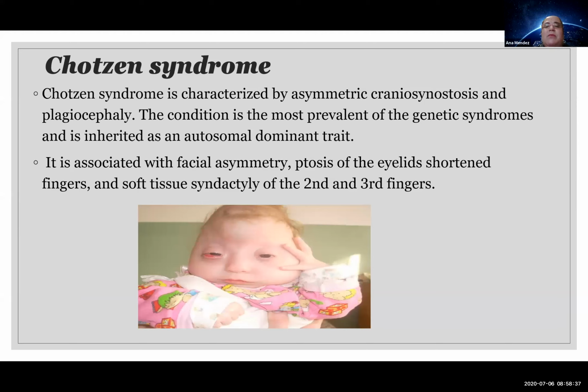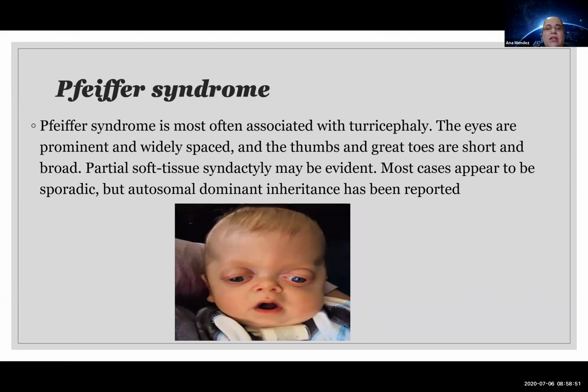This is Chotzen syndrome. It is characterized by asymmetric craniosynostosis and plagiocephaly. The condition is the most prevalent of the genetic syndromes and is an inherited autosomal dominant trait. It's associated with facial asymmetry, proptosis of the eyes, shortened fingers, and soft tissue syndactyly of the second and third fingers. Pfeiffer syndrome is most often associated with turricephaly. The eyes are prominent and widely spaced, and the thumbs and great toes are short and broad. Partial soft tissue syndactyly may be evident. Most cases appear to be sporadic, but autosomal dominant inheritance has been reported.